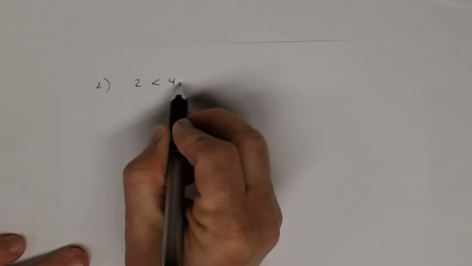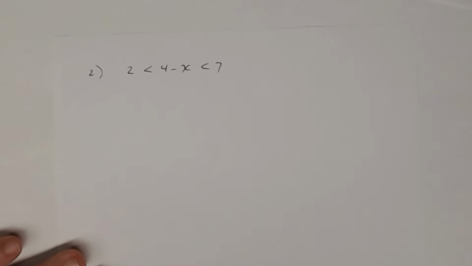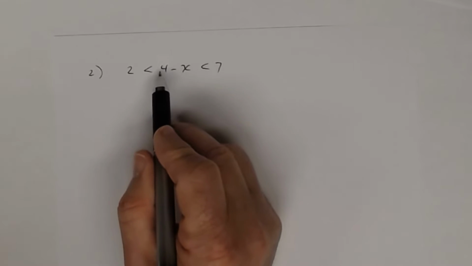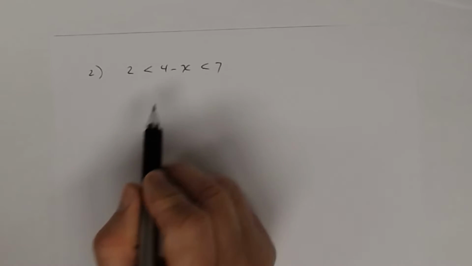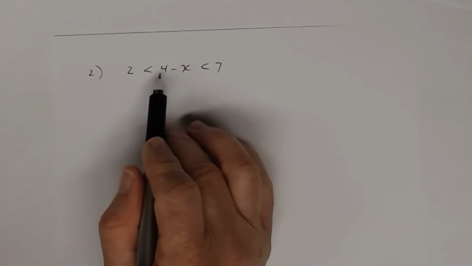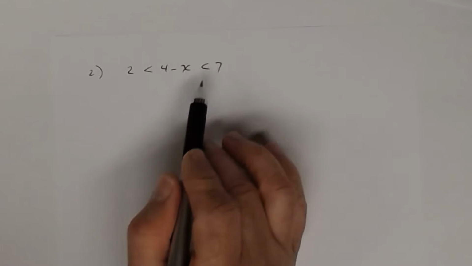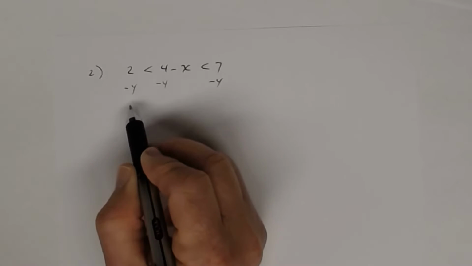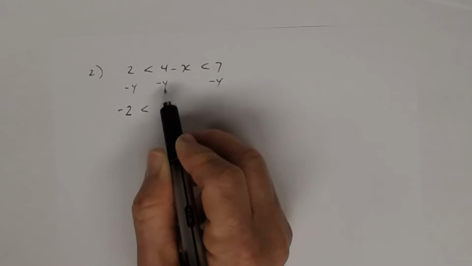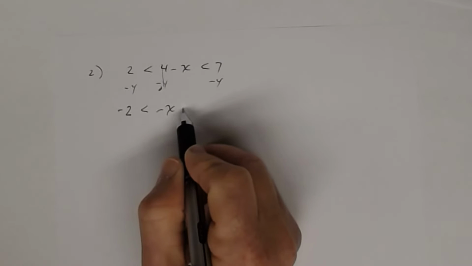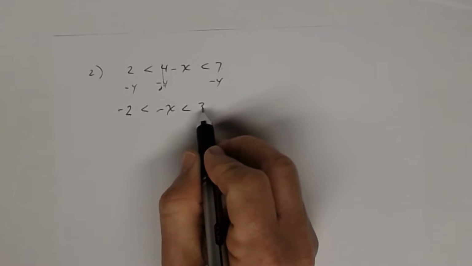2 is less than 4 minus x is less than 7. So similar to the previous one, I've got to find the solutions of x, the values of x that will make this compound inequality a true statement. All right, so what values of x will make this expression greater than 2 and at the same time less than 7? So we're going to go ahead and subtract 4 from both sides. So I get 2 minus 4, -2 rather, is less than, this is 0, a negative x, now be careful, that's a negative x, is less than 7 minus 4 is 3.